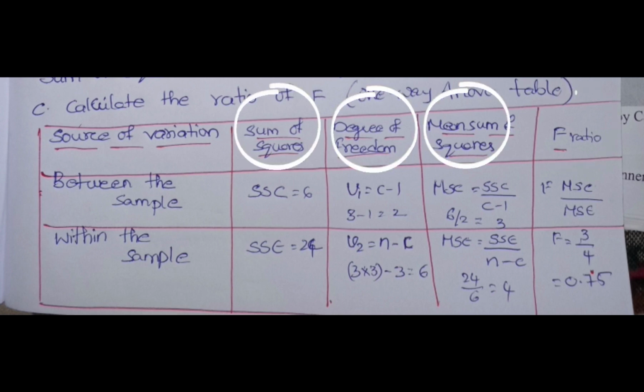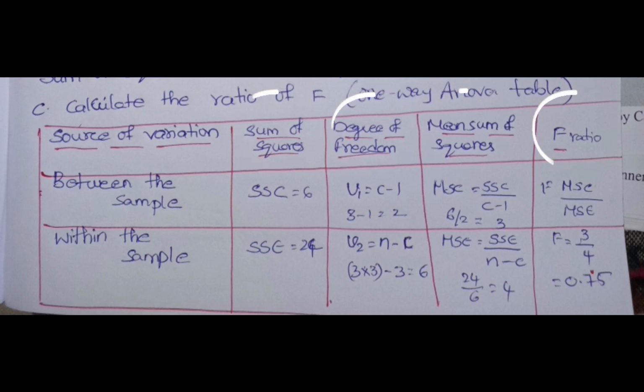In this table we will write the values of sum of squares, degrees of freedom, mean sum of squares and F ratio. Here we will take two different sources, one is between the sample and the other one is within the sample. So if you see, there is SSC in the sum of squares. SSC is nothing but sum of squares between the sample and SSE is sum of squares within the sample.